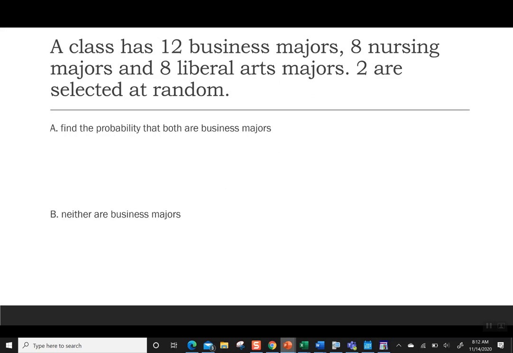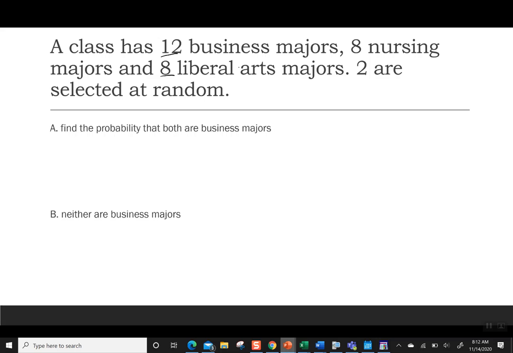Lastly, let's say a class has 12 business majors, 8 nursing majors, and 8 liberal arts majors. 2 are selected at random. Let's find the probability that both are business majors. Okay, when we're picking 2 people, we can't replace it. I can't have the same person twice. So we're thinking we pick one, they stay, then we pick another one. So both are business majors.